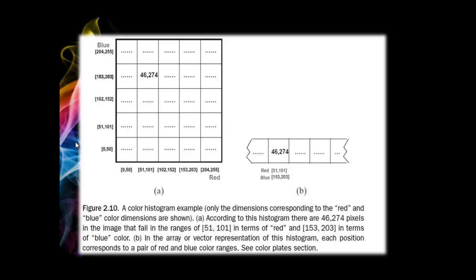Now this is an example of a color histogram. How the color histogram works is, instead of comparing every single pixel, it compares a range of pixels. For example, according to this histogram, there are 46,274 pixels in the image that fall in the range of 51 to 101 in terms of red, and 153 to 203 in terms of blue color. In the array or vector representation, each position corresponds to a pair of red and blue color ranges.